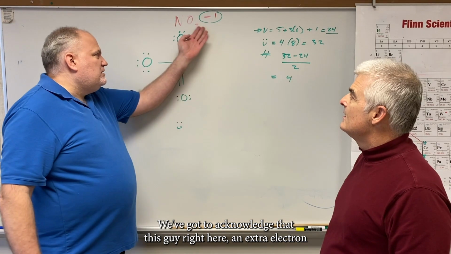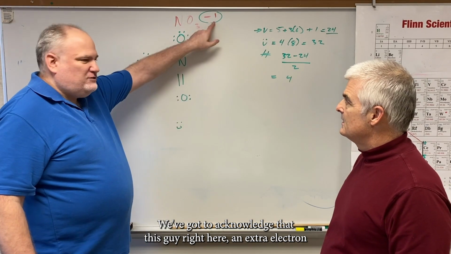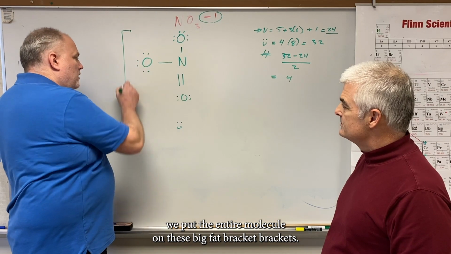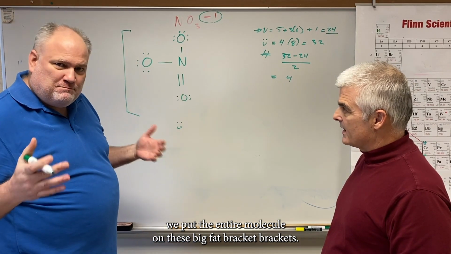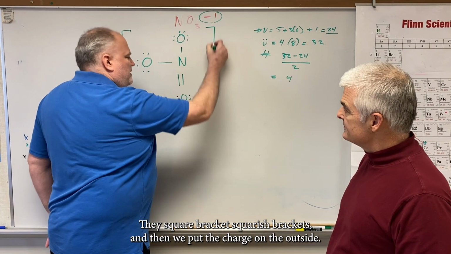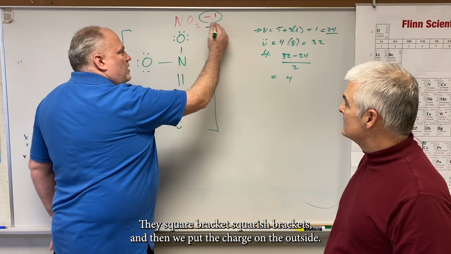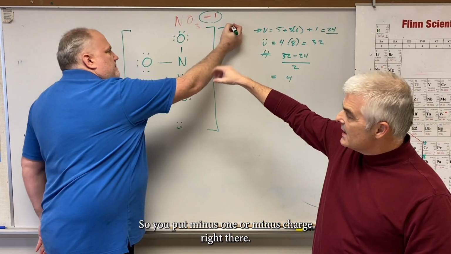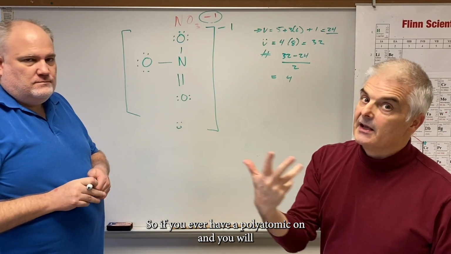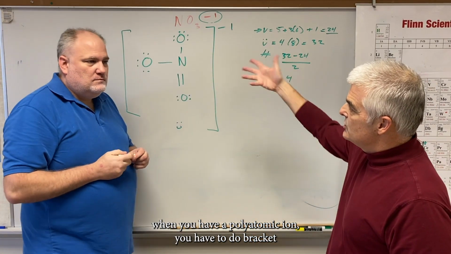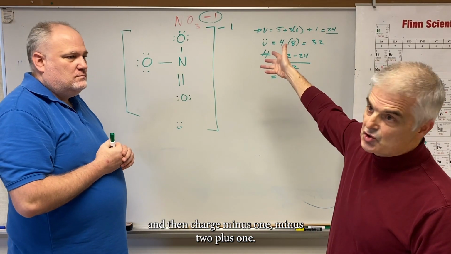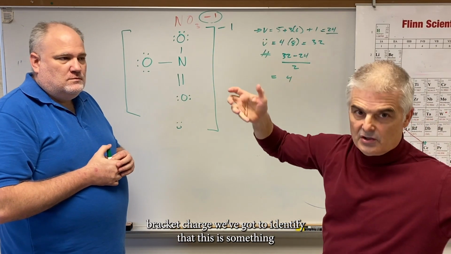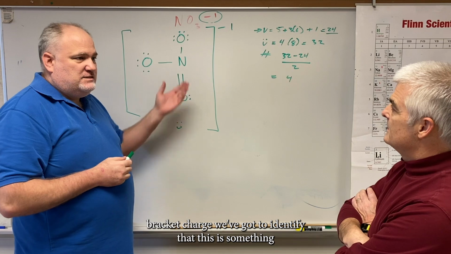We've got to acknowledge that an extra electron snuck in here. And the way we do that is we put the entire molecule in these big squarish brackets, and then we put the charge on the outside. Yes, you put -1 or minus charge right there. So if you ever have a polyatomic ion, and you will, you have to do brackets and then charge. Put -1, -2, +1, whatever the charge is, bracket, charge. We've got to identify that this is something that's a little bit weird.